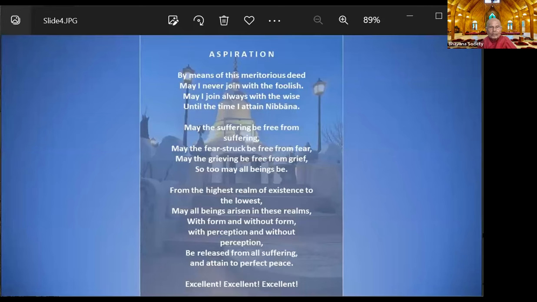By means of this meritorious deeds, may I never join with the foolish. May I join always with the wise until the time I attain Nibbana. May the suffering be free from suffering. May the fear struck be free from fear. May the grieving be free from grief. So too may all beings be. From the highest realm of existence to the lowest, may all beings arisen in these realms, with form and without form, with perception and without perception, be released from all suffering and attain to perfect peace.